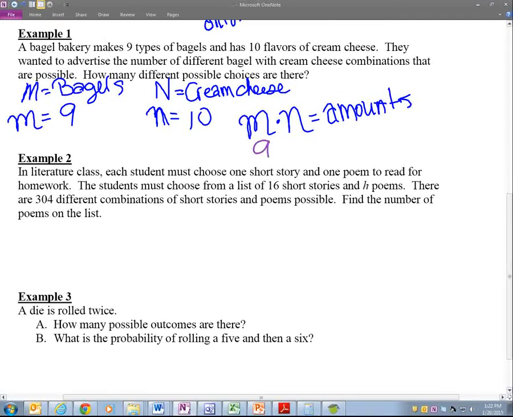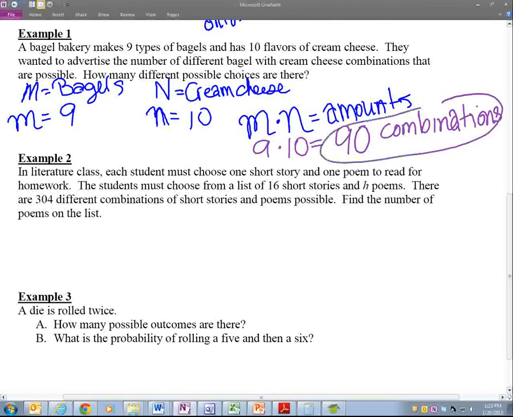So we have 9 times 10 equals the amount. Can you do that one? 90. 90 what? Chickens? 90 combinations. I'm going to circle that right there so your teacher knows where the answer is. 90 combinations, and that's just off of 9 bagels and 10 different kinds of cream cheese. Any questions on that?